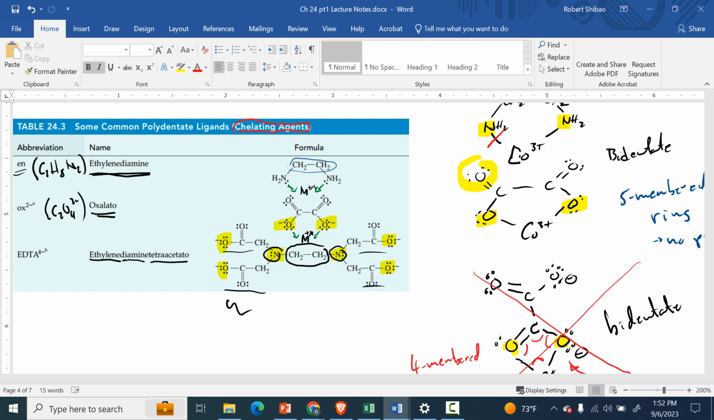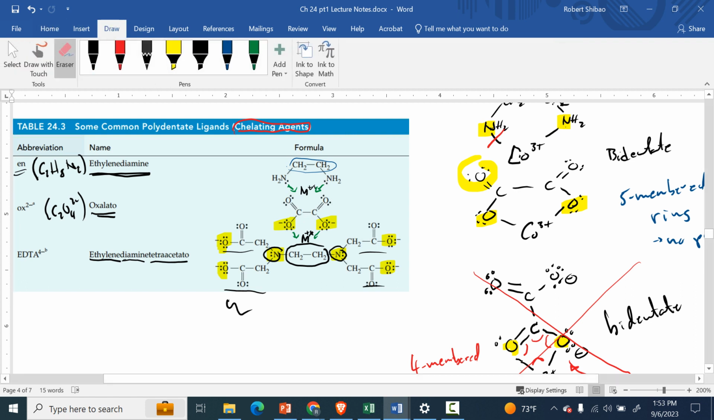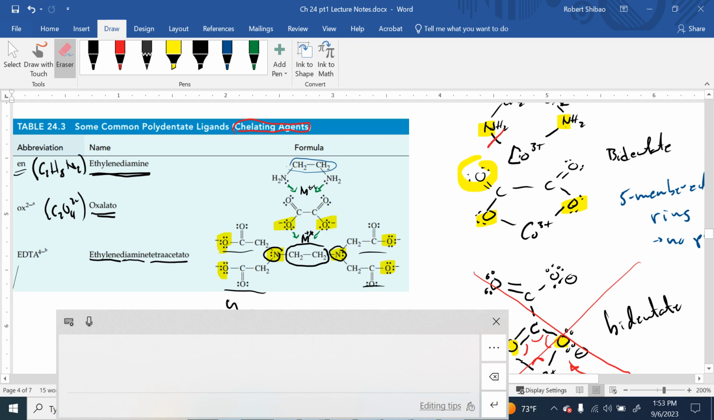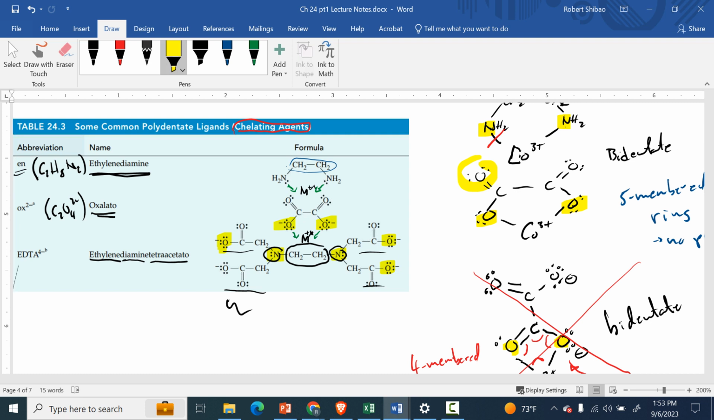Now, it looks like there are more than 6 donor atoms. So let's take a look. Actually, I guess I can't erase that. And so there's a problem with the oxygen. So for example, did it erase? Maybe it did erase. Yeah, it did.